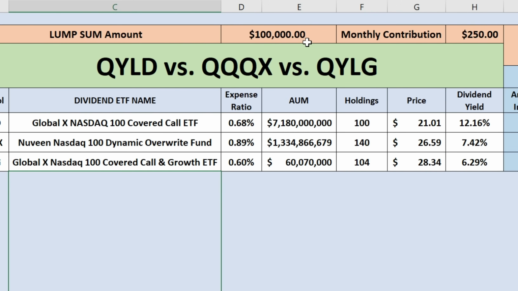And again, as a quick reminder, we are working from September of 2020 to present, which is a very short amount of time, but unfortunately, that's all the time we have available for QYLG. It's still a relatively new investment. For the monthly contribution strategy, we are adding $250 a month to the account. And if we're using a lump sum investment strategy, we are starting with $100,000. Again, just as a reminder, I don't expect you as the average Joe out there to have $100,000. Some of you are starting from zero, and that's fine.